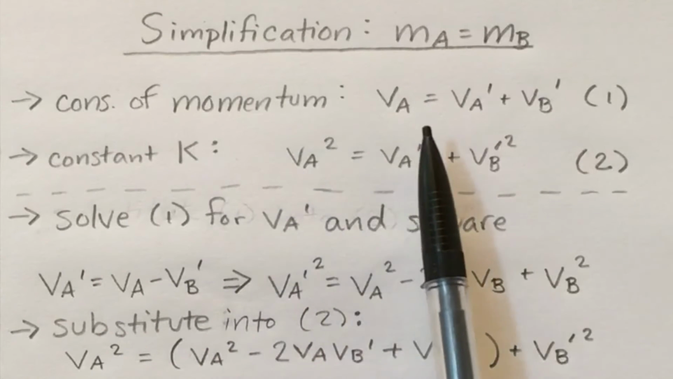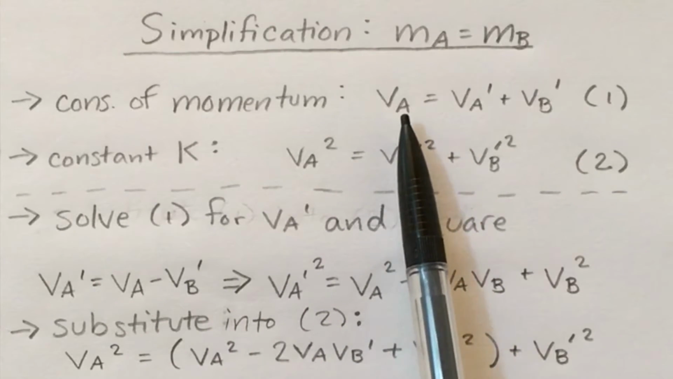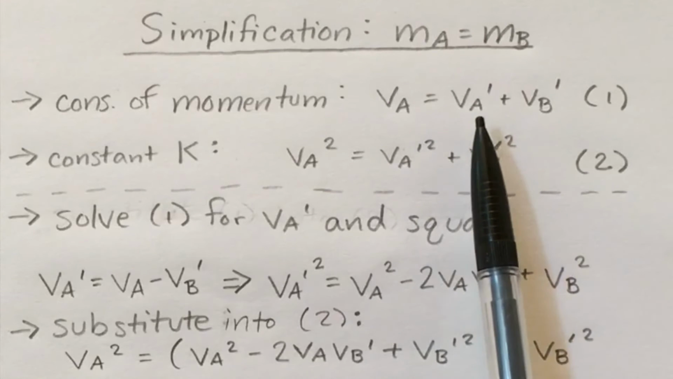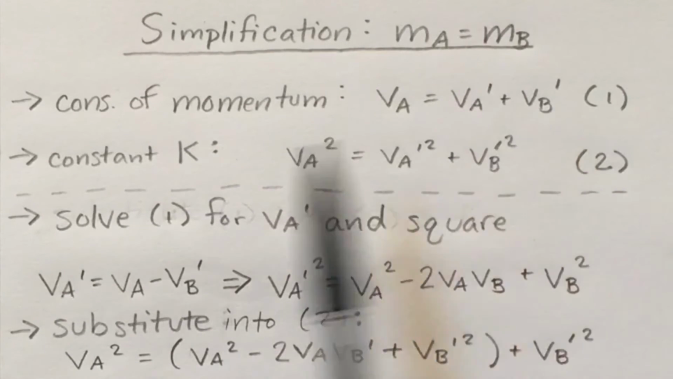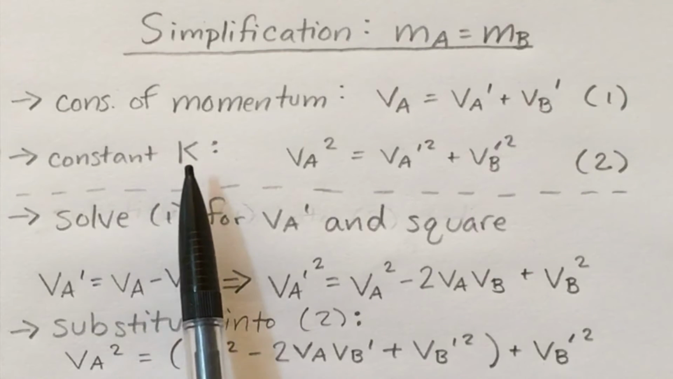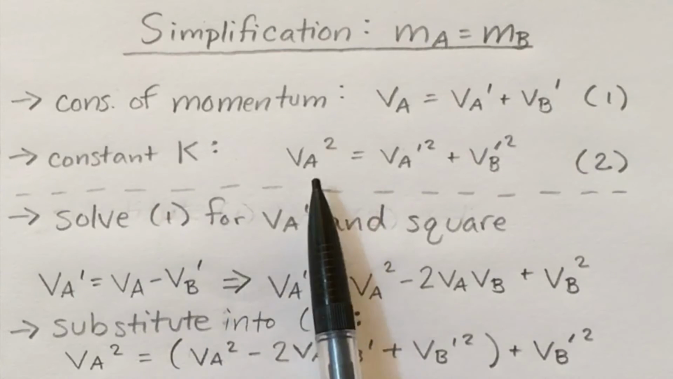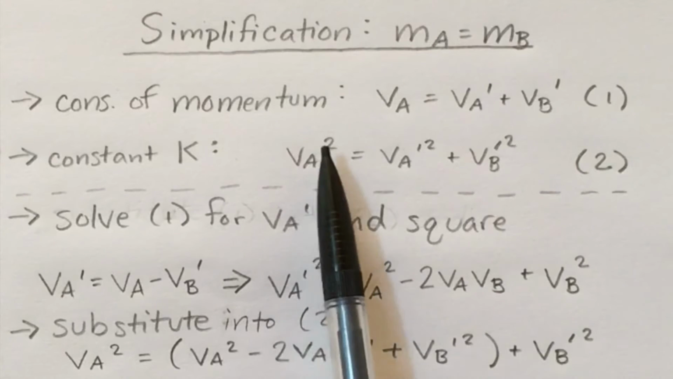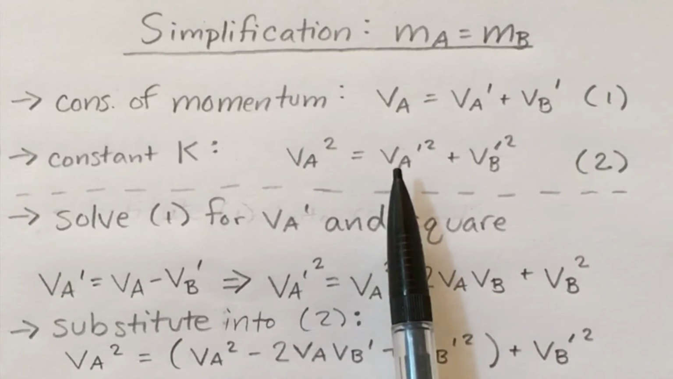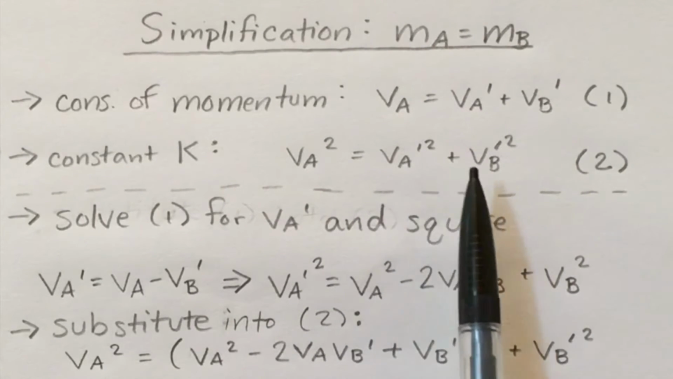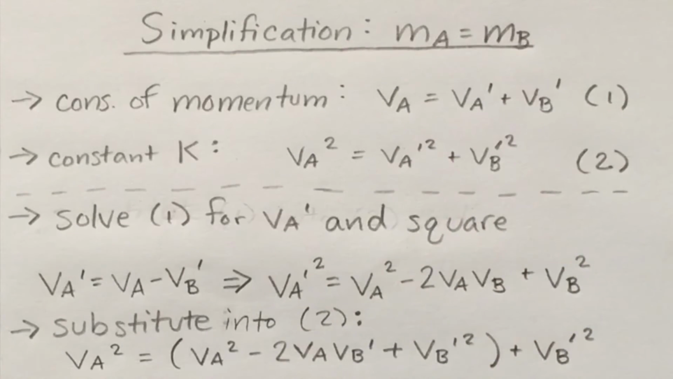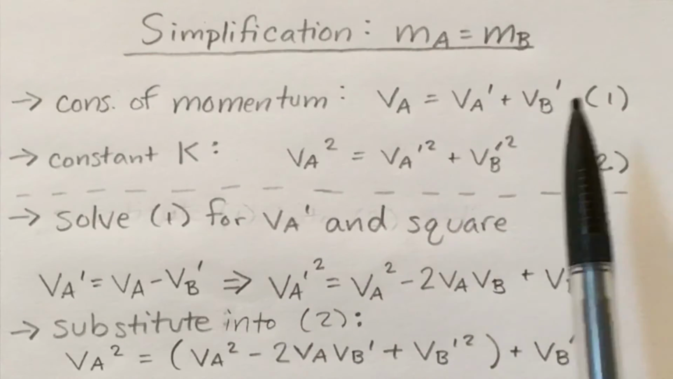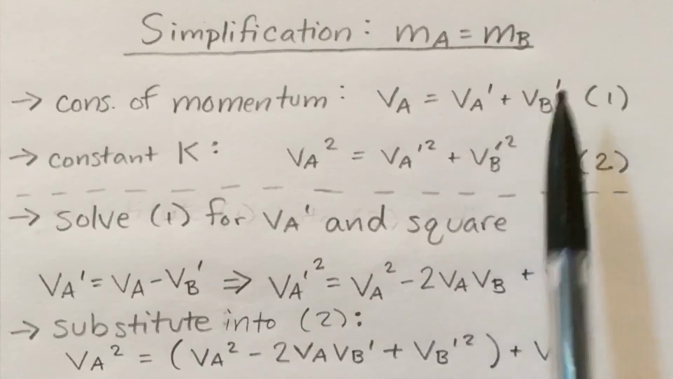Conservation of momentum now becomes the velocity of ball A pre-collision is equal to the velocity of ball A post-collision plus the velocity of ball B post-collision, and the fact that kinetic energy has to be conserved becomes the velocity of ball A squared pre-collision is equal to the velocity of ball A after the collision squared plus the velocity of ball B after the collision squared. We can now use these two equations to solve for VA prime and VB prime.